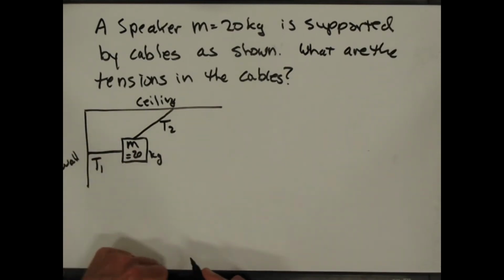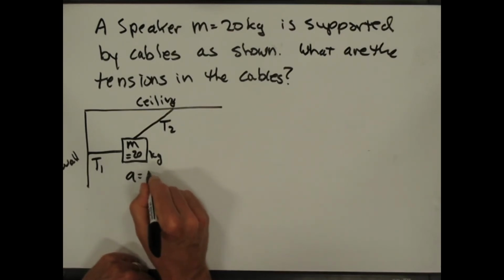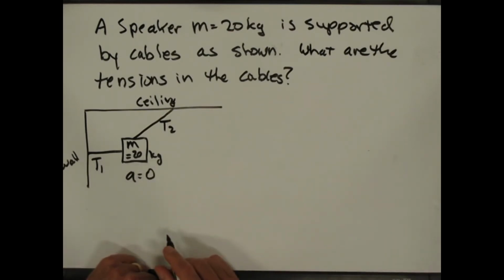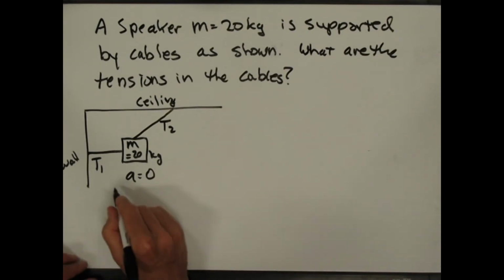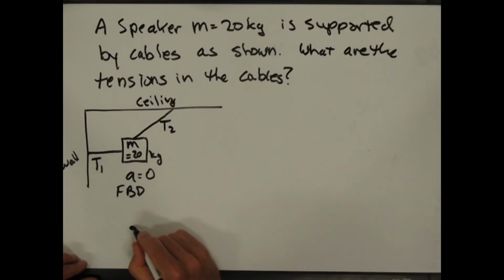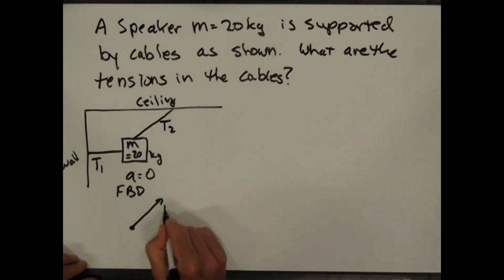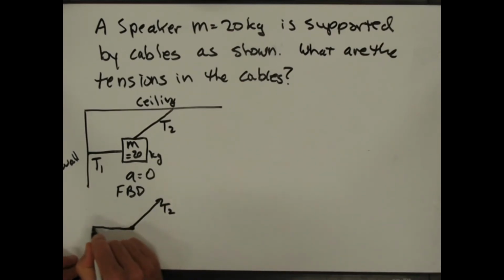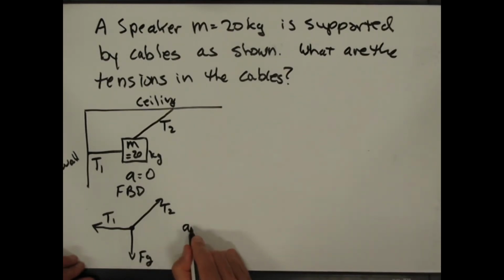We want to know what the tensions T1 and T2 are. Once again, I know it's not moving, a equals 0. And so I can draw a free body diagram for this thing. Here's my object. I've got a tension going this way, that's T2. I've got a tension going this way, that's T1. I've got a force of gravity going this way. And I've got an acceleration equals 0. I can give it a fake direction downward.